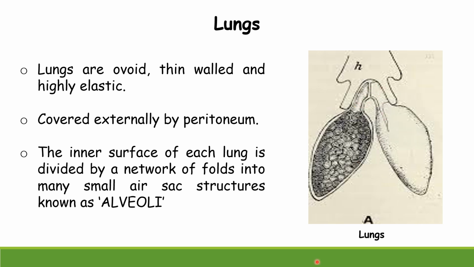So the lungs are ovoid, thin-walled, and highly elastic sac-like structures. They are externally covered by one more external layer, which we can see here. This external layer present on the lungs is known as the peritoneal layer. Could you see here, the inner surface of each lung is divided into a network of folds, which form very small, tiny sac-like structures, which are nothing but the alveoli. That's what we can clearly see in this diagram also.